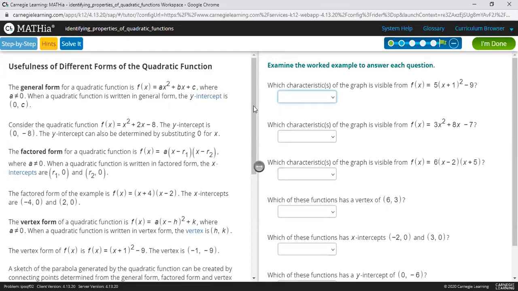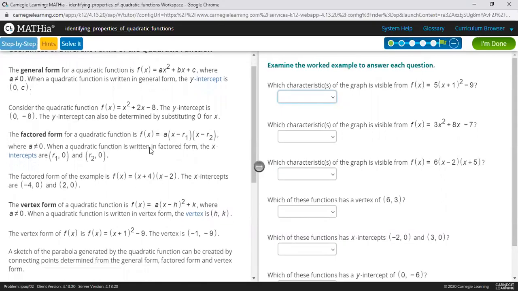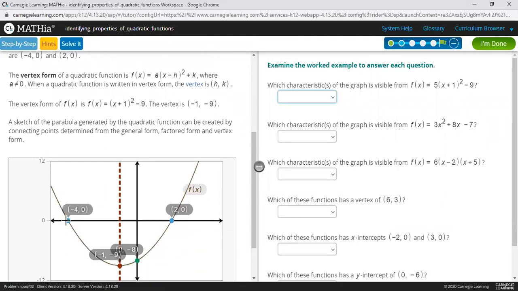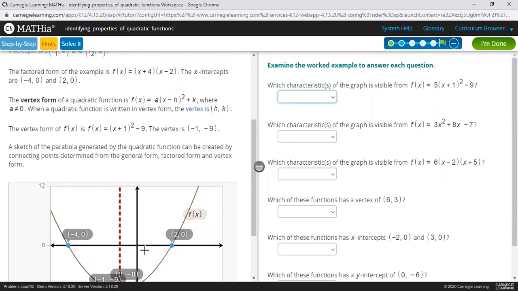All right, so here, now they're diving into, well, what can you tell from each form? So in general form, we know that we can easily see the y-intercept, right? That's our c value. It's (0, c). Okay. In factored form, we can very clearly see our x-intercepts. So this R1 and this R2, those are our x-intercepts. So where that parabola crosses the x-axis. Let me show you down here. So x-intercepts right there. Our y-intercept where we cross the y-axis.